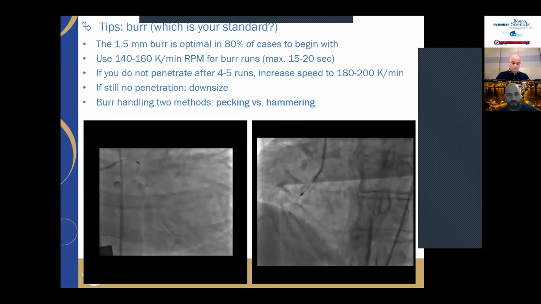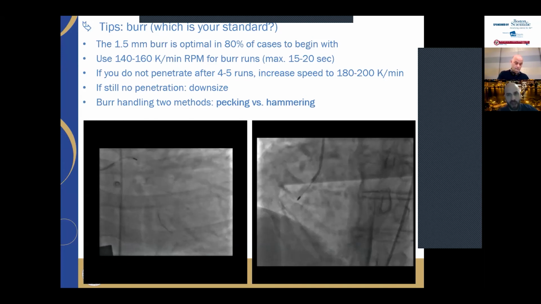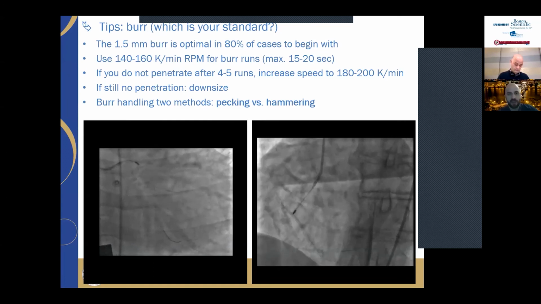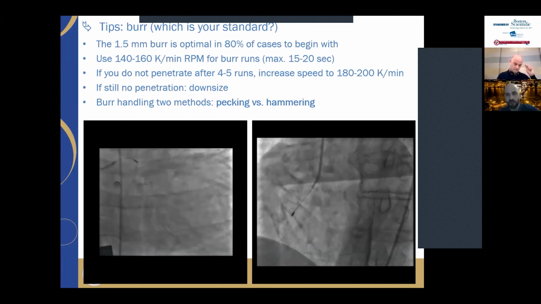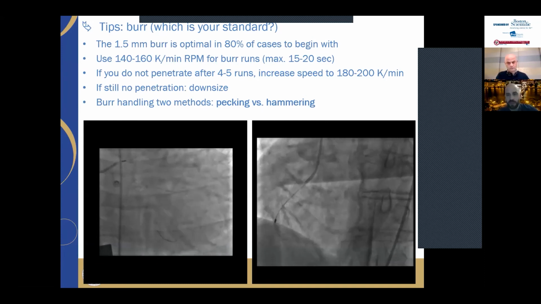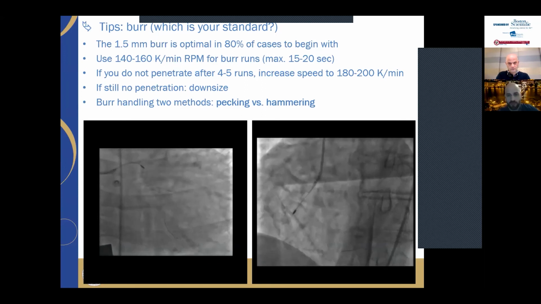Luckily today, this has shifted to a debulking, plaque modifying technique, meaning that I recommend you start with small burrs. The 1.5 millimeter burr is optimal in about 80% of the cases to begin with. Use the standard 140 to 160 K per minute RPM for burr runs, and the burr runs themselves should not last more than 15 to 20 seconds because of heat generation. And if you do not penetrate the lesion after 4 or 5 runs, increase the speed to 190 or 200,000 RPM. If you are still unable to penetrate the lesion, then downsize the burr to the minimum of 1.25 millimeters.